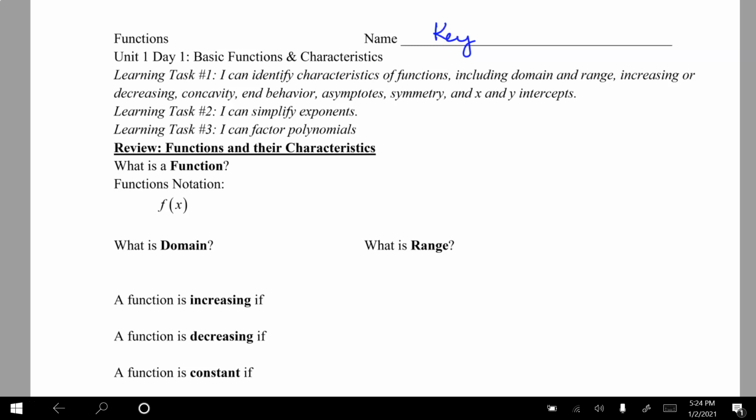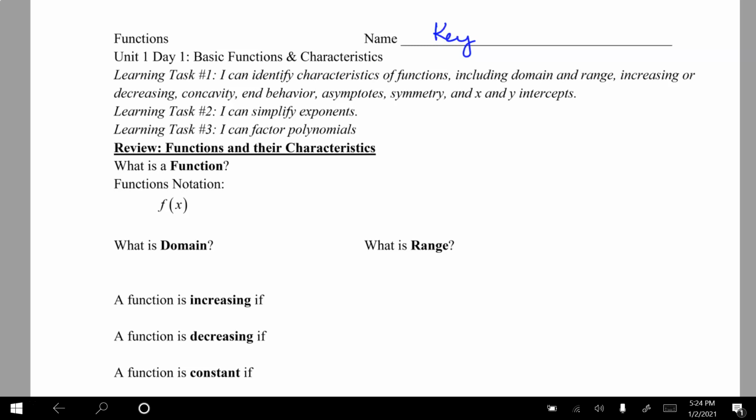We're going to look at our about 10 basic parent functions between what we're going to do in class, what we're going to do for classwork, and what we're going to do for homework. And then we'll even go back to some Algebra 1 ideas of simplifying exponents, knowing those rules, and factoring. You got to know how to factor.